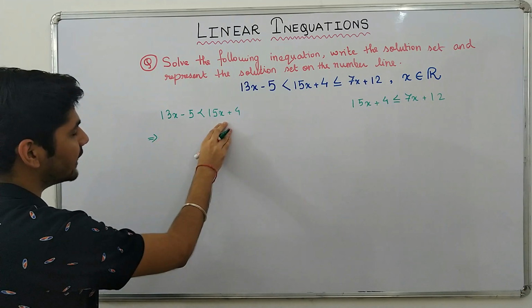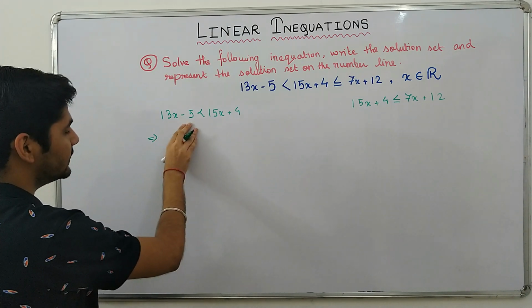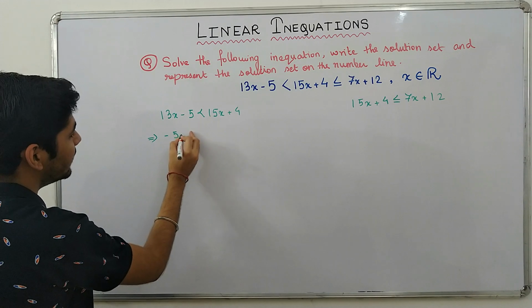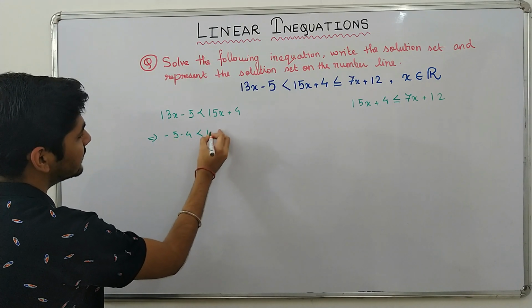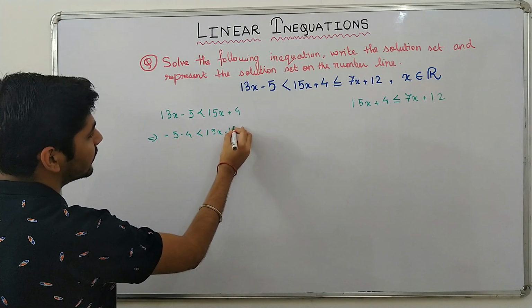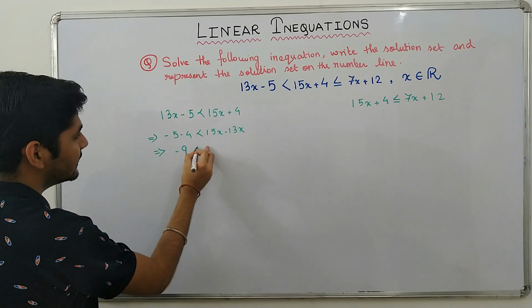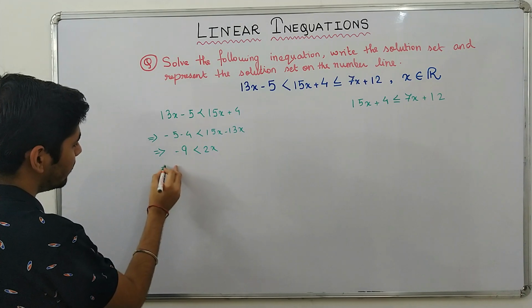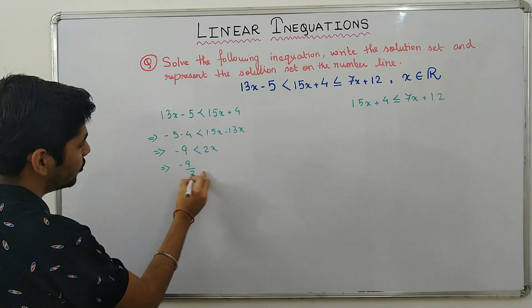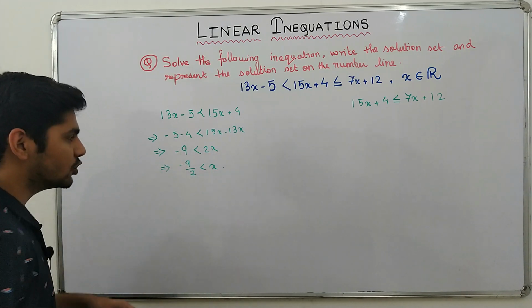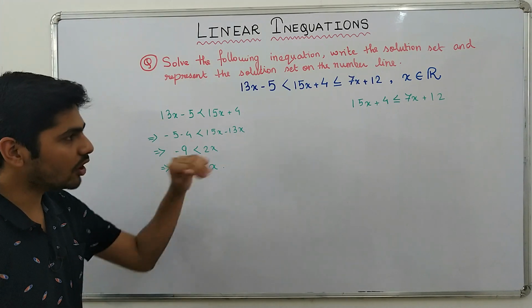13x will go to the RHS and 4 will come to the LHS. So we will get minus 5 minus 4 is less than 15x minus 13x. Therefore, minus 9 is less than 2x. Therefore, minus 9 by 2 is less than x. So we got one of the solutions. Let's solve the next one.